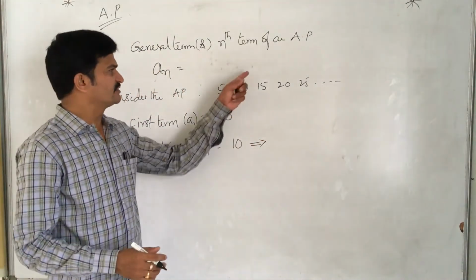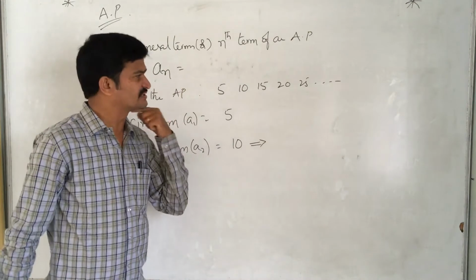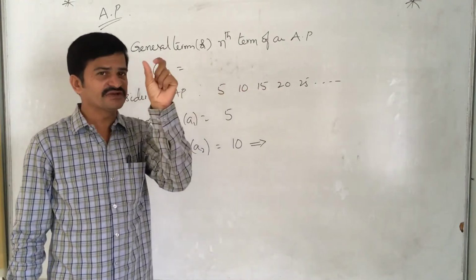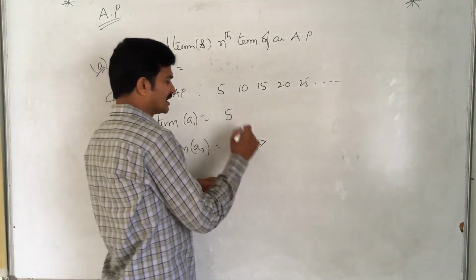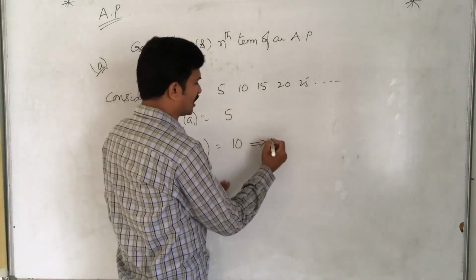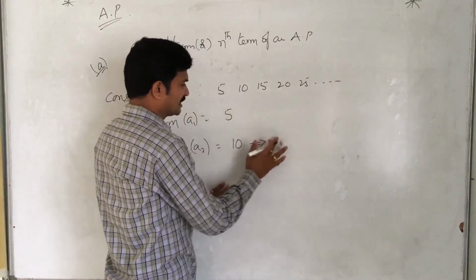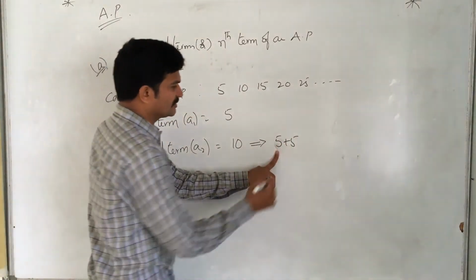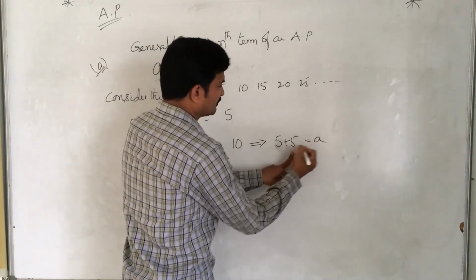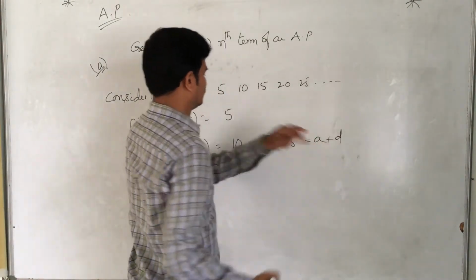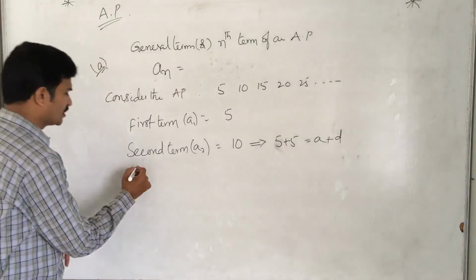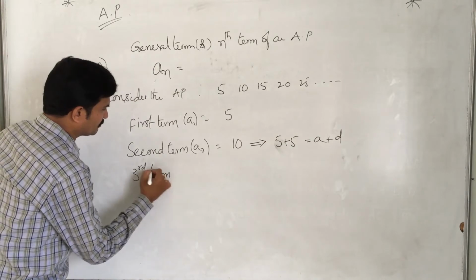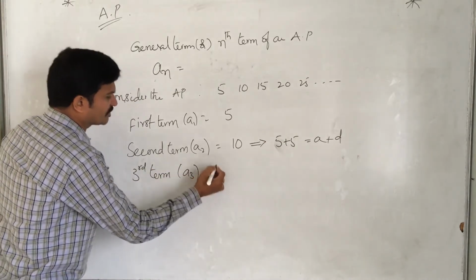See children, as we discussed previously about the common difference, what is the common difference here? 10 minus 5, that means D is 5 only. So in terms of A and D you have to write it. This 10 can be written as 5 plus 5. This first 5 is A and this second 5 is D. So A plus D, isn't it? Third term, what is the third term here? A3 equals to what now?